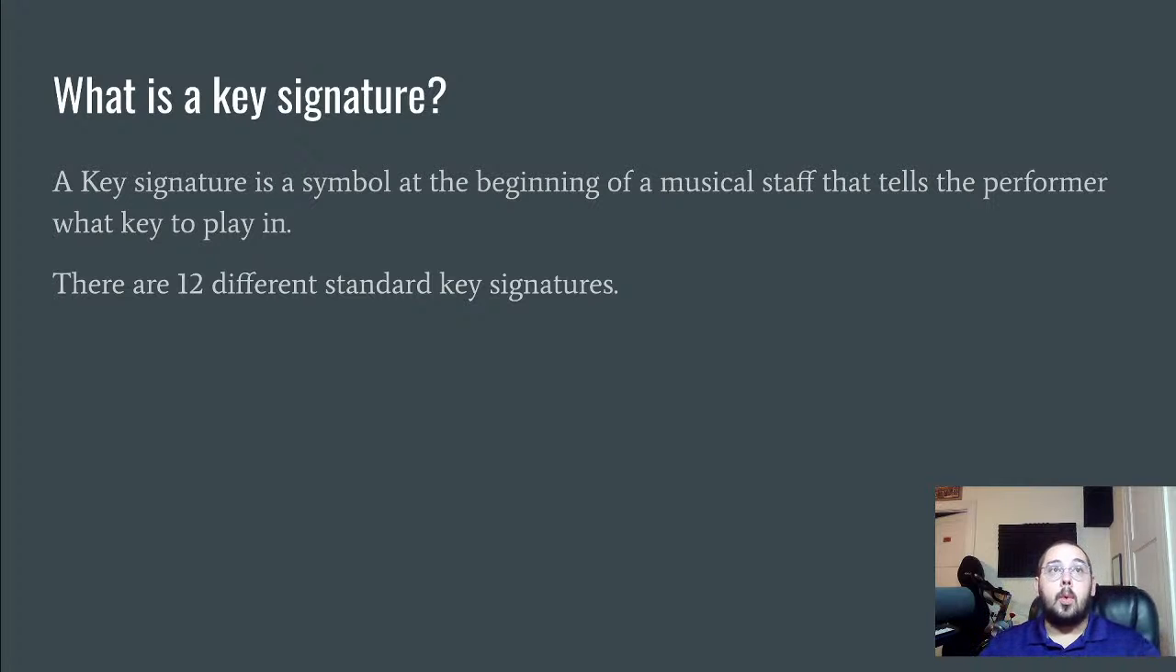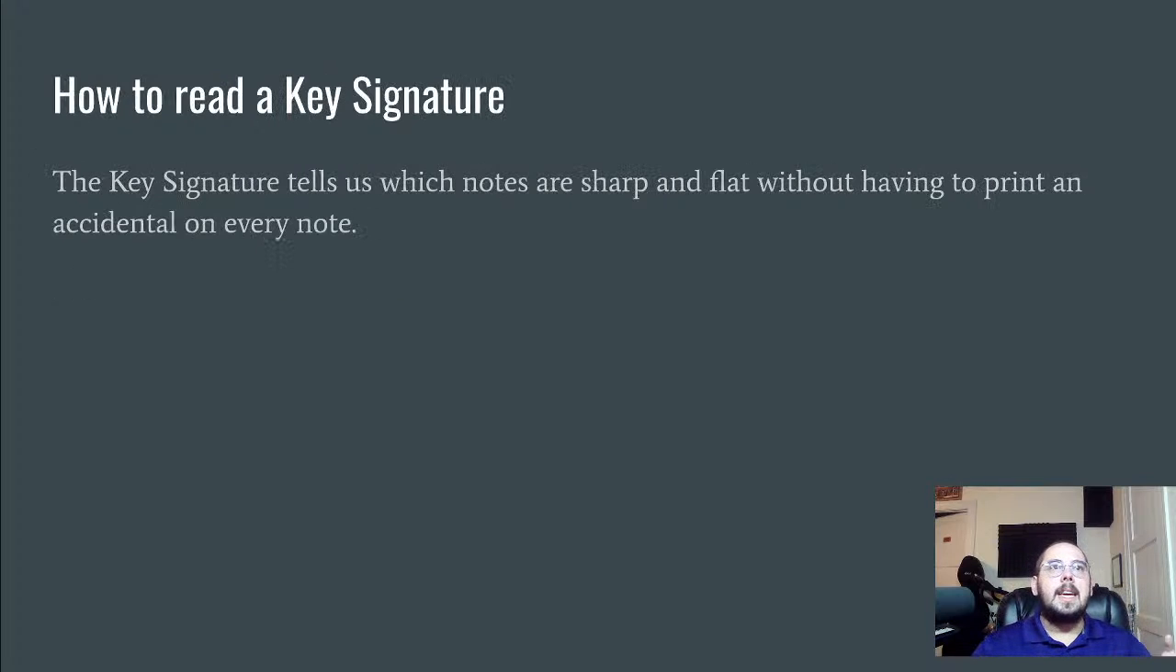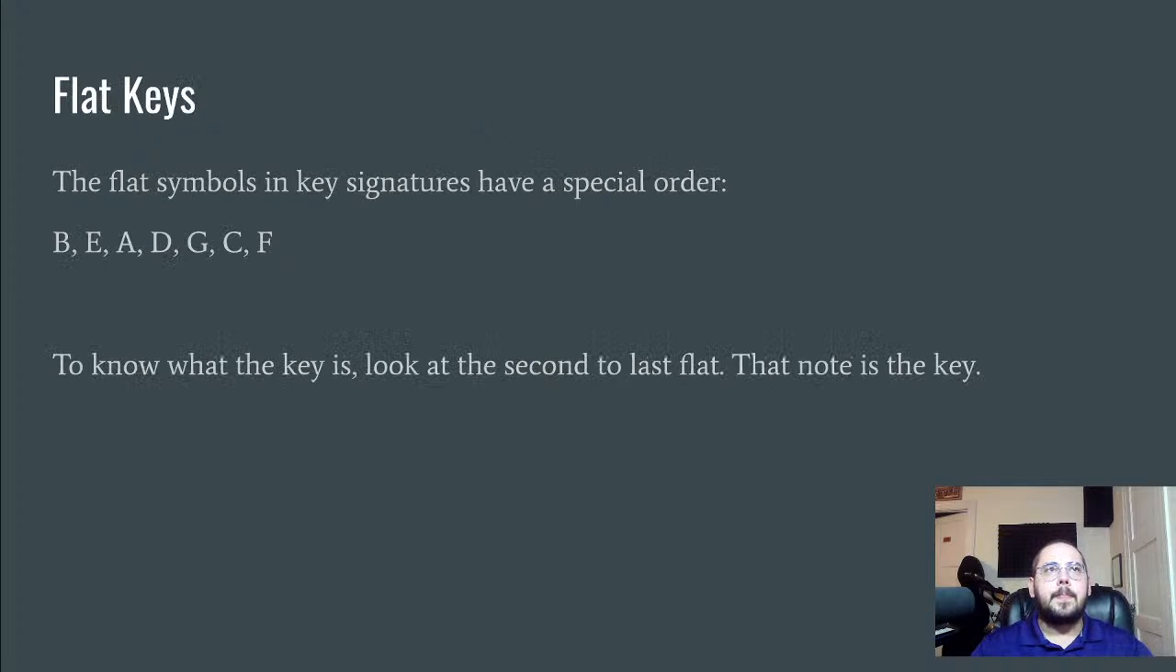So again, this tells the performer what key to play in. There are a total of 12 different ones. We'll see them all in just a second, but again, there's this symbol. It's a collection of several flats or several sharps that just tell you how to play the music. That way, we don't need an accidental in front of every single note to tell us this one's natural, this one's flat, this one's sharp. We can condense some of that into the key signature, a bit of ink.